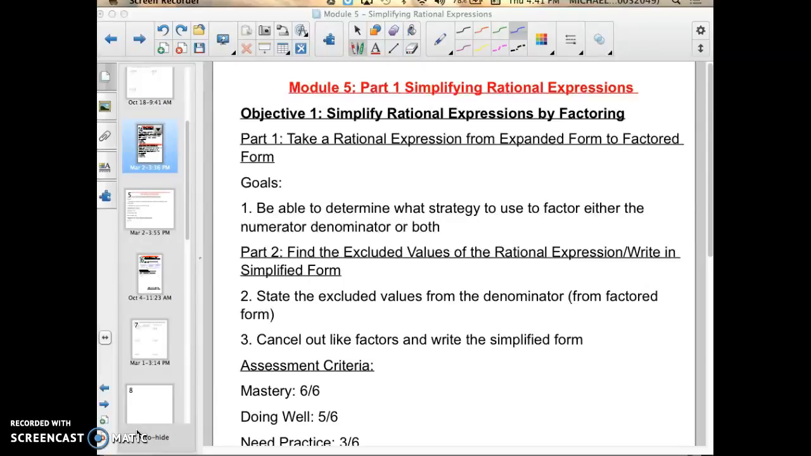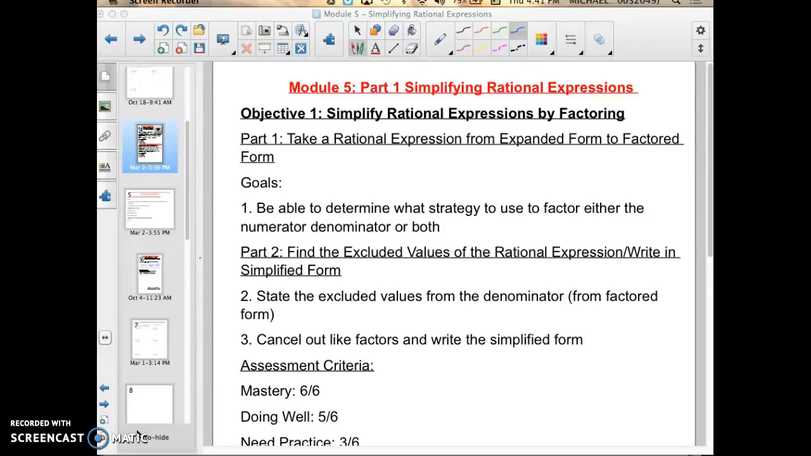In order to do that, the goal you need to consider is to be able to determine what strategy to use to factor either the numerator, denominator, or both. So call upon previous knowledge of factoring quadratics. And then in the next video, I'm going to take you through part 2, which is finding the excluded values of the rational expression and then writing it in standard form.